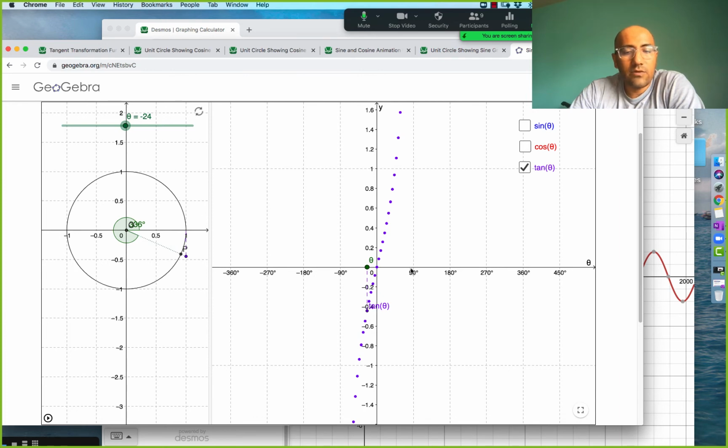Now, remember, tangent is sine over cosine. At 90 degrees, cosine is 0. So at 90 degrees and at -90 degrees, we're dividing by 0, so the tangent function is undefined. There's going to be vertical asymptotes here and here. And then after that, the pattern begins to repeat itself. Good. And then it repeats itself in the other direction.